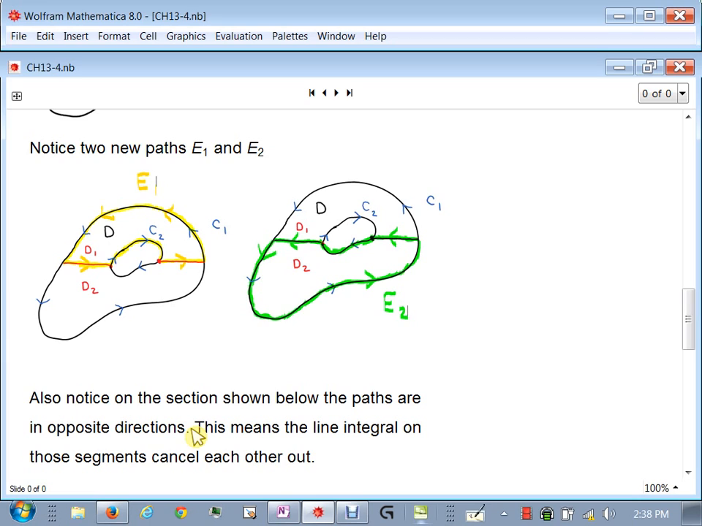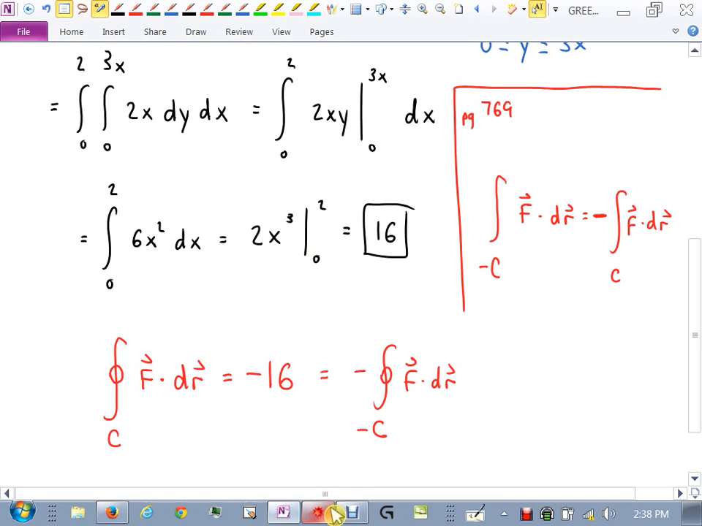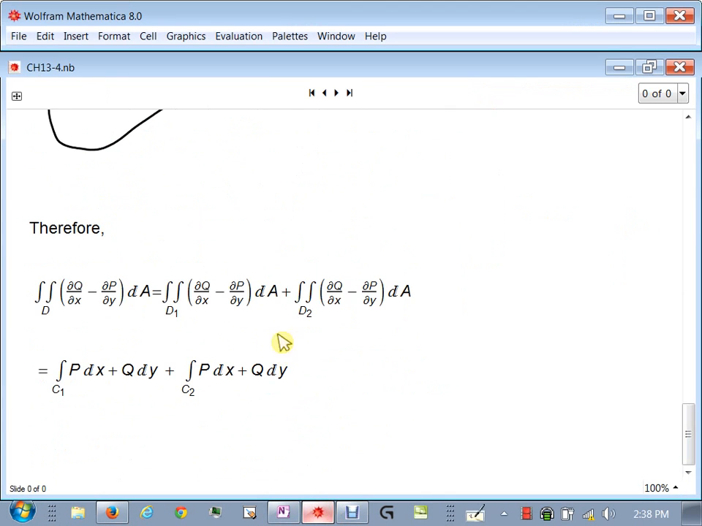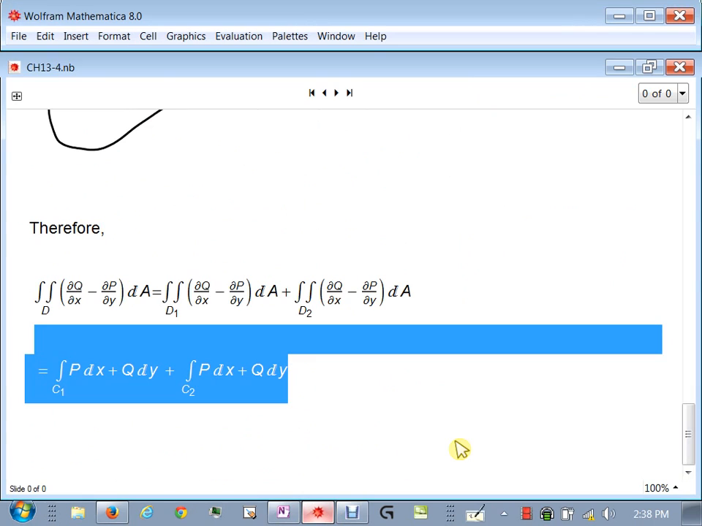Are you convinced of this relationship right here? Are you convinced that the two double integrals over those two regions, D1 and D2, are equivalent to the line integral over C1 and C2? That's the question, of whether or not you're convinced of that.